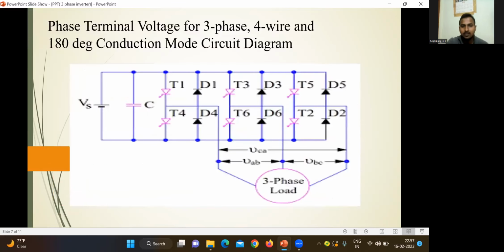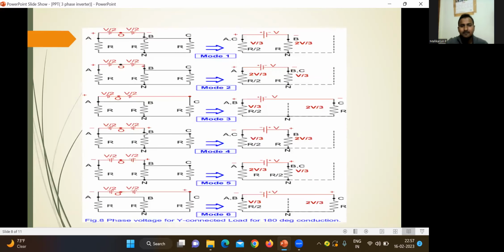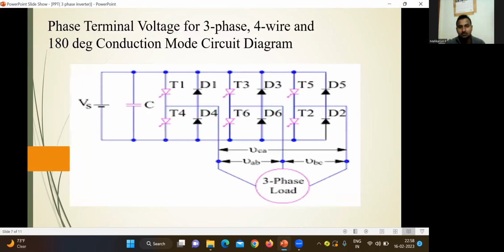If you want a clearer explanation, you can see this circuit diagram: S1, S6 and S2. In the third mode of operation, A and B are positive and C is negative. After modifying the circuit diagram into the equivalent circuit diagram, we get A and B as V by 3 and C as minus 2V by 3. This is negative. This is the mode 3 operation.